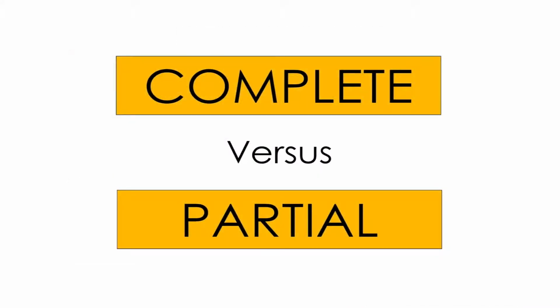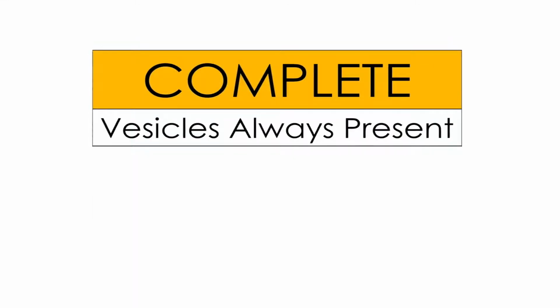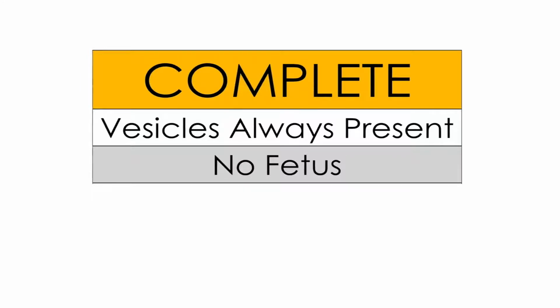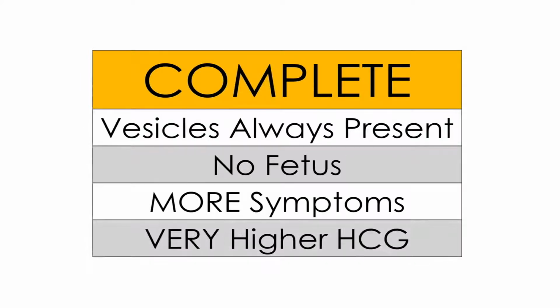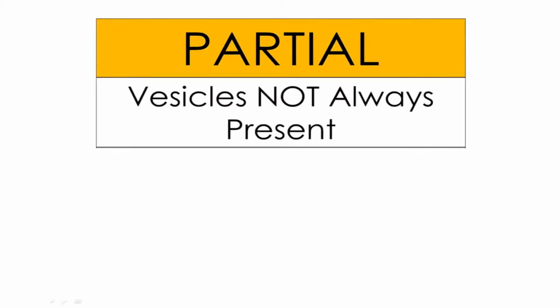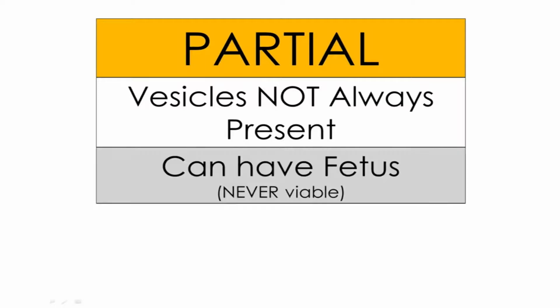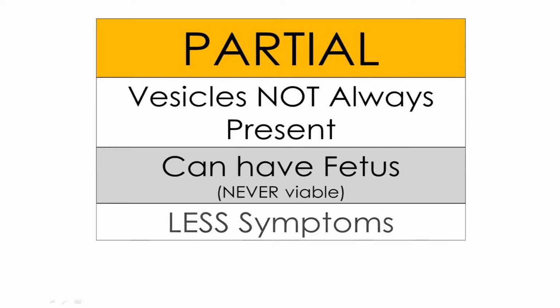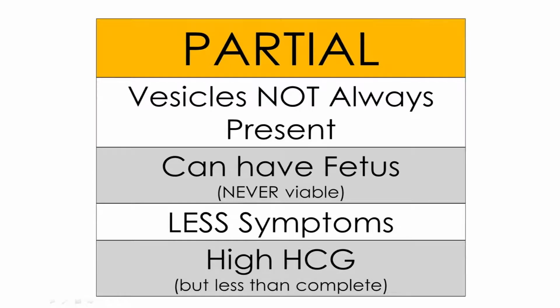There are two genetic types of molar pregnancy, complete and partial. Complete molar pregnancies always have the hydropic vesicles classically seen on ultrasound. There is no fetus present, they have more symptoms, and a very high HCG, often greater than 250,000 milli-international units. Partial molar pregnancy do not always have the hydropic vesicles. They may have a non-viable fetus and have less symptoms and lower HCG levels than complete molar pregnancies.